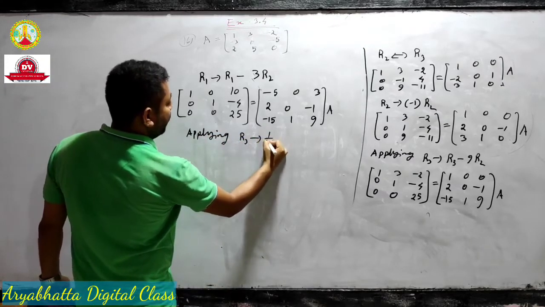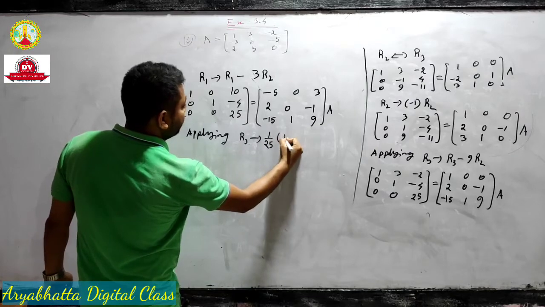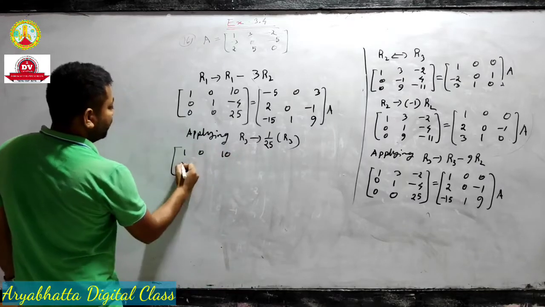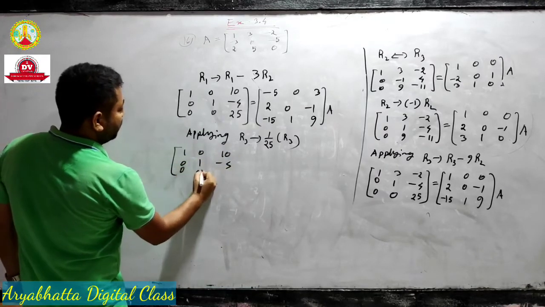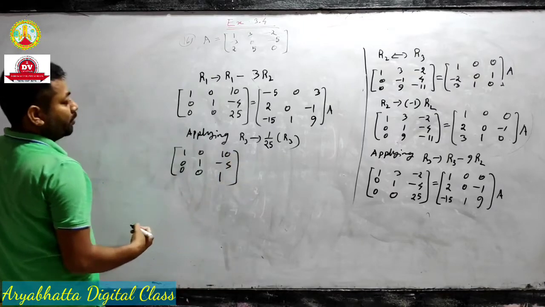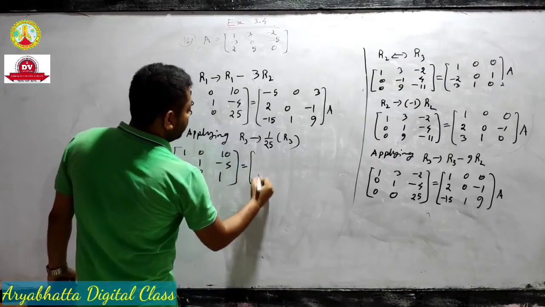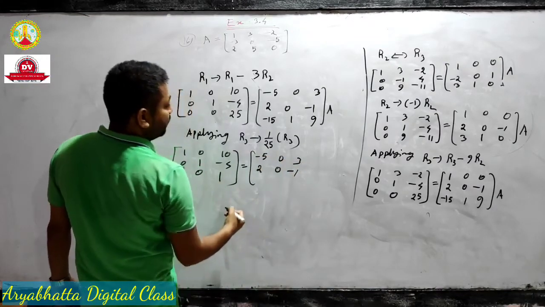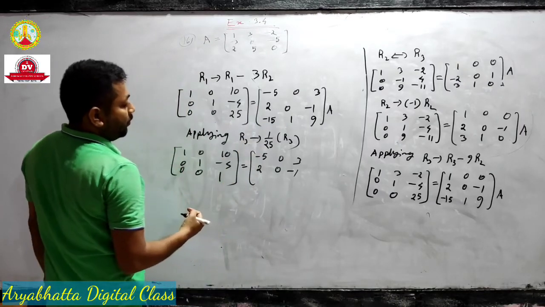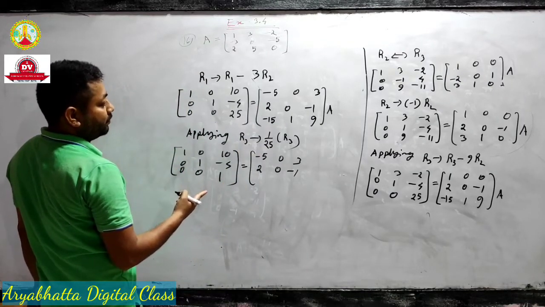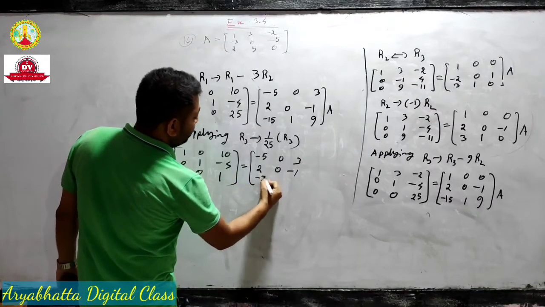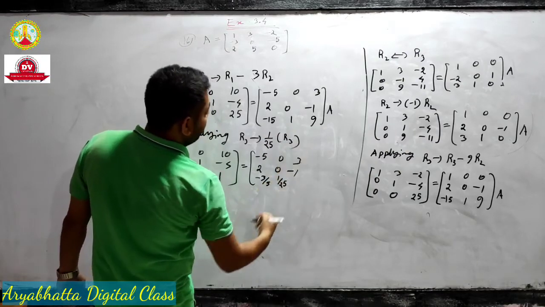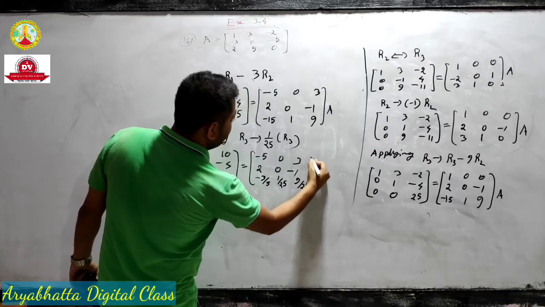R3 tends to 1 by 25 into R3. Then we have 1 0 10, 0 1 minus 4, 0 0 1, 25 into 1 by 25 equal to 1, equal to minus 5 0 3, 2 0 minus 1, and this is equal to 1 by 25 into minus 15 divided by 25, this is equal to minus 3 by 5, and this is equal to 1 by 25 and this equal to 9 by 25 into A.